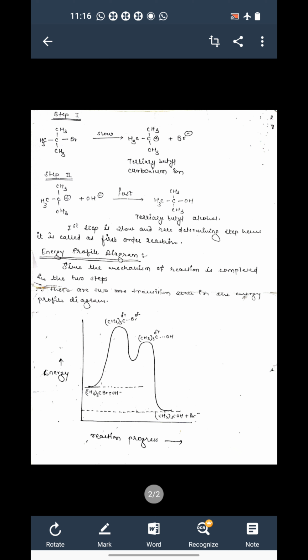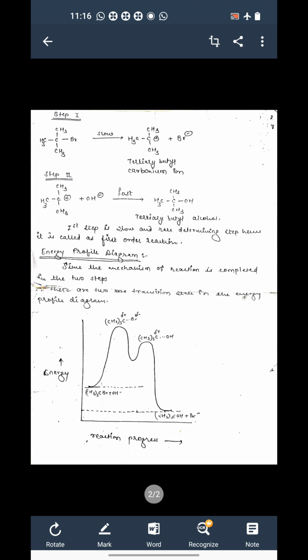So again, being a slow step, the first step is the rate determining step, and hence it is called a first order reaction, because the rate determining step is only the first step, only one step is involved, and therefore we call it a first order reaction. Now what about the energy profile diagram? We know what an energy profile diagram is. When we draw a graph between reaction progress on the x-axis and energy on the y-axis, whatever we get is an energy profile diagram.